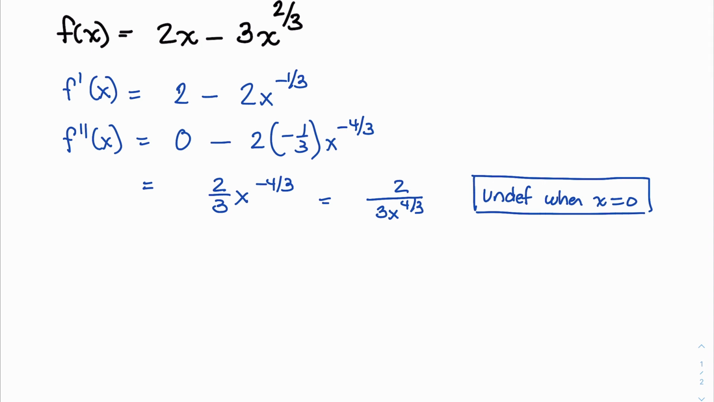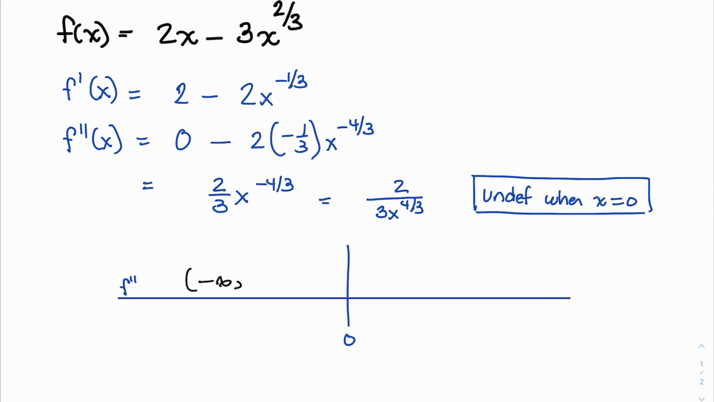So let's take a look. We're going to make our sign graph for f double prime. We have to consider x equals 0 as a possible place where the graph changes concavity. And we're going to do our intervals. So remember, the intervals are going to be negative infinity to 0 and 0 to infinity. There's no other possible places. And we're going to do our test numbers. I'm going to say -1, and I'm going to say 1.